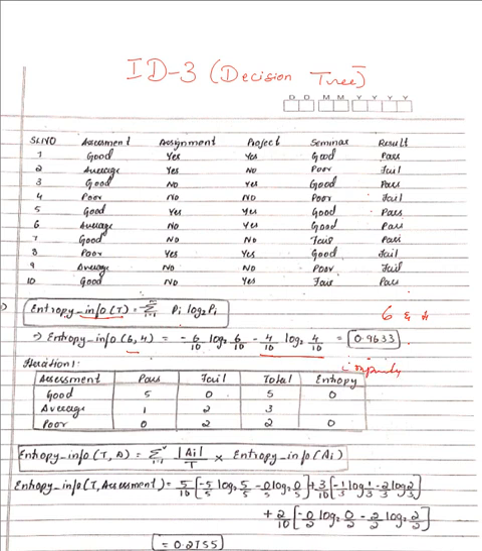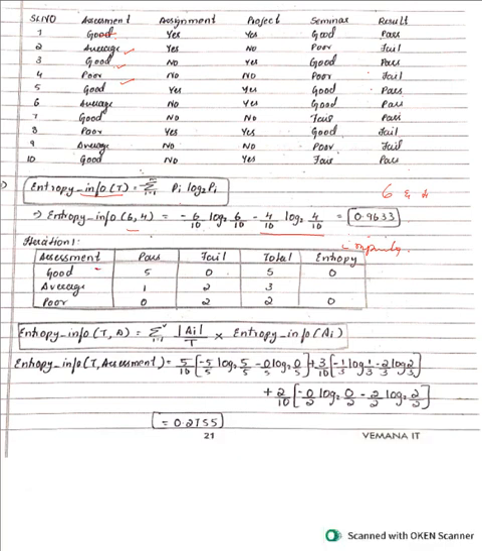Now, the second step is, for each of the independent attributes, we have to calculate the entropy. Now if you see the first attribute, assessment, it has three categories: good, average and poor. So now we are entering iteration 1. For assessment we are taking three categories, that is good, average and poor.